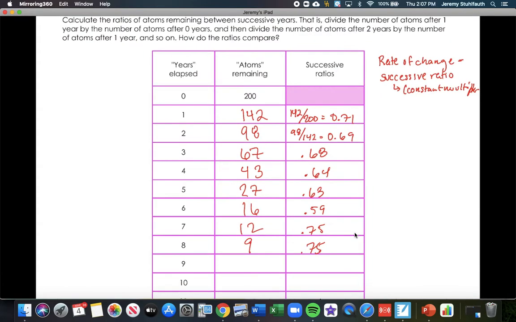And so the question here is, how do these ratios compare? And so if you look at this, you'll notice that all of these ratios, they're pretty close together.